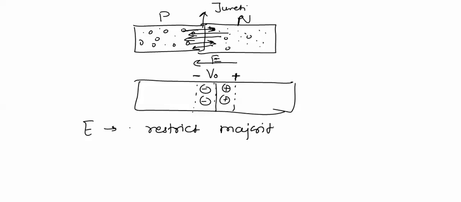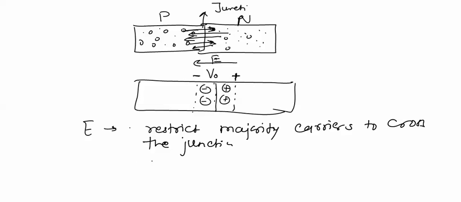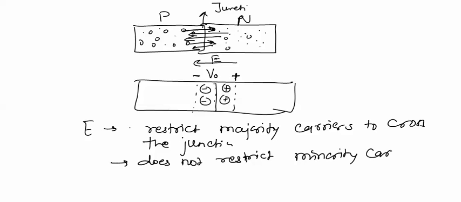This electric field E will restrict majority carriers to cross the junction, while this electric field does not restrict minority carriers to cross the junction. So this electric field will prohibit further diffusion of majority charge carriers across the junction, and a PN junction will be formed as shown in the figure.